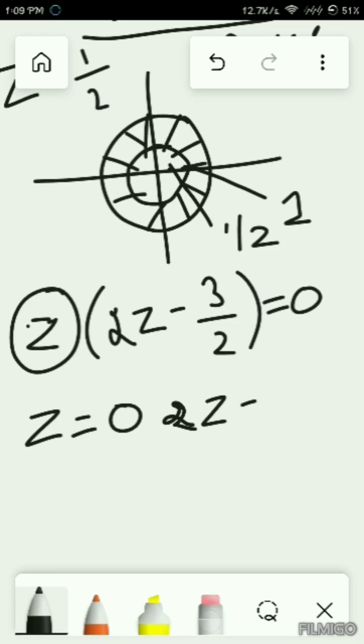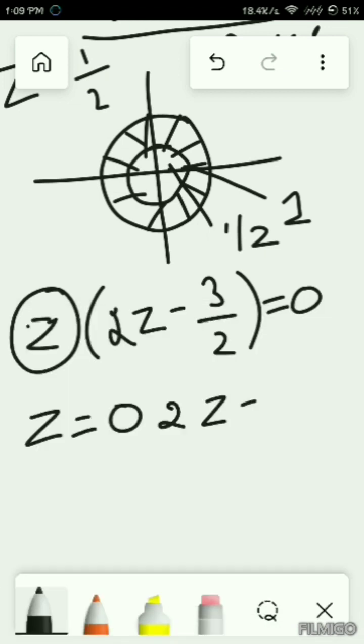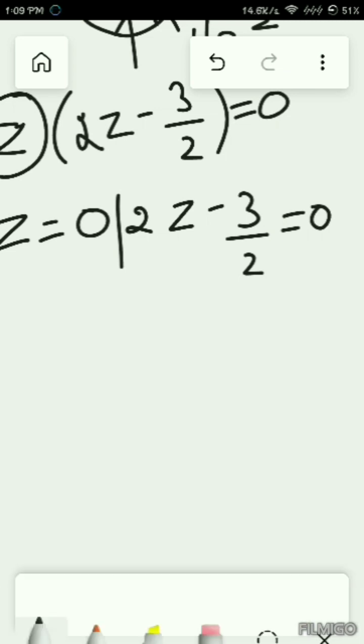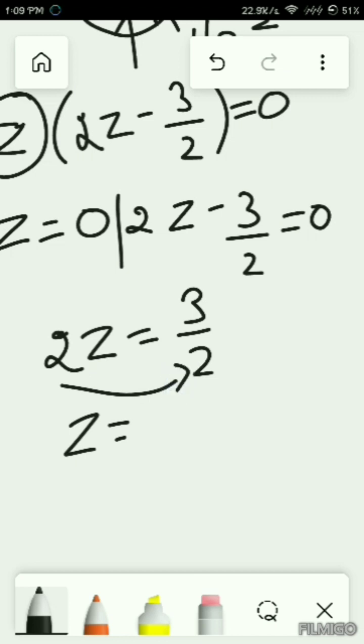It is 2z minus 3 by 2 is equal to 0. And then now if I come upward, so I'll write next, that is your 2z is equal to 3 by 2, or what I can say, z is equal to, this 2 comes down and it multiplies with this 2, and you're going to get 3 by 4, right? So now your z is equal to 3 by 4.